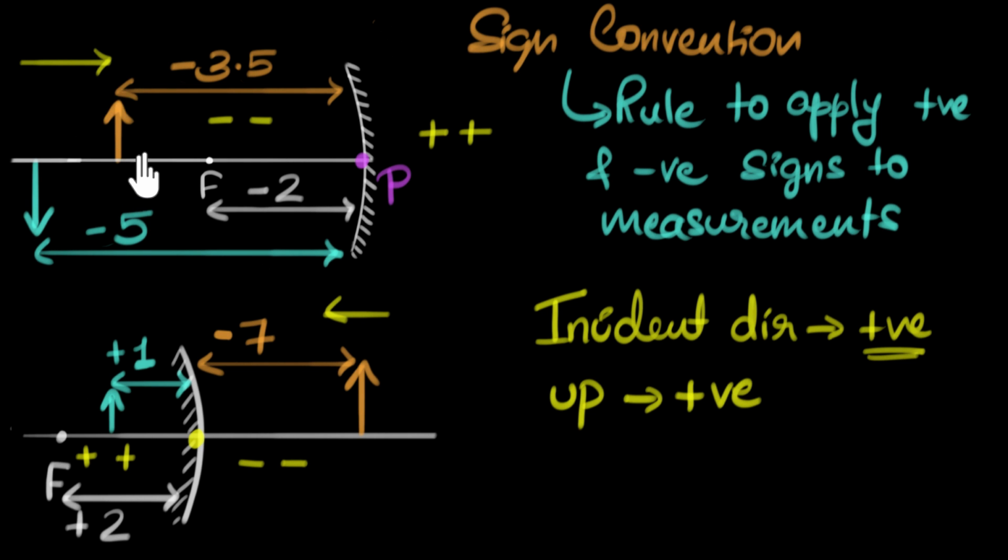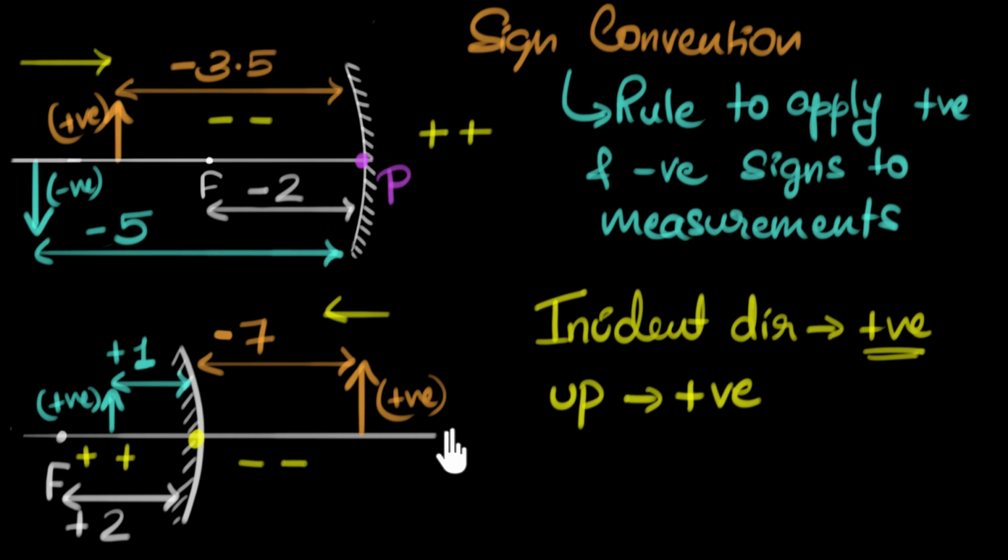So if we knew the height of this object, say the height of this object was 5 centimeters, then that would be a positive height. And whatever is the height of this image, that would be a negative height. I'm pretty sure over here you can understand this. Since this object height is above the principal axis, it would be a positive height, whatever the height is. And look at the image, again, the height is above the principal axis. This would be a positive height as well.